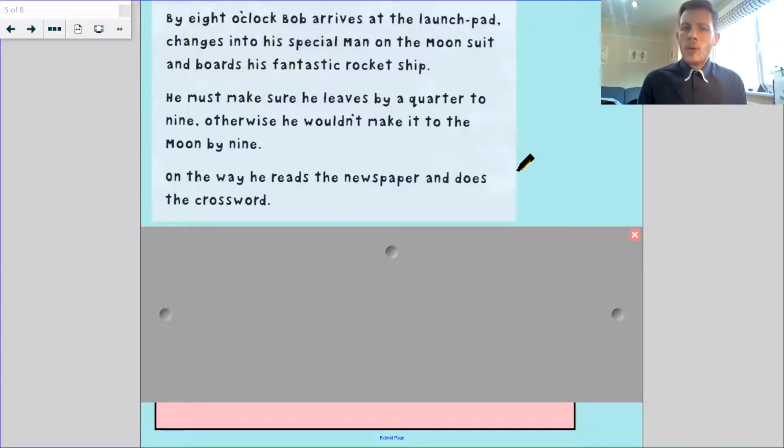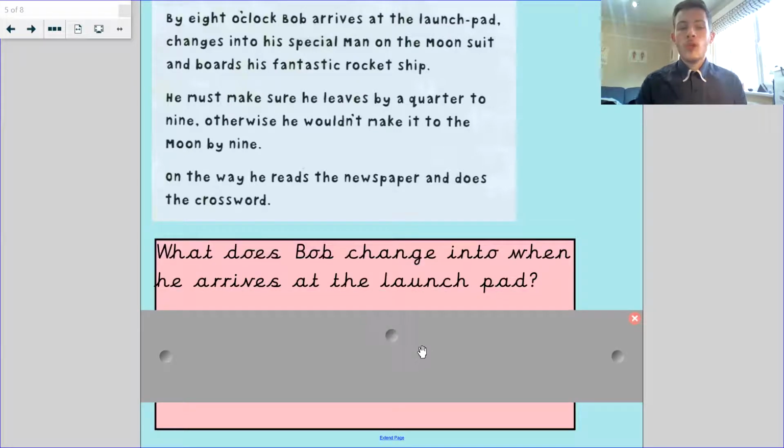By 8 o'clock, Bob arrives at the launch pad. He changes into his special man-on-the-moon suit and he boards his fantastic rocket ship. He must make sure he leaves by 9:15, otherwise he wouldn't make it to the moon by 9. On the way, he reads the newspaper and does the crossword. What does Bob change into when he arrives at the launch pad? So what does he change into?